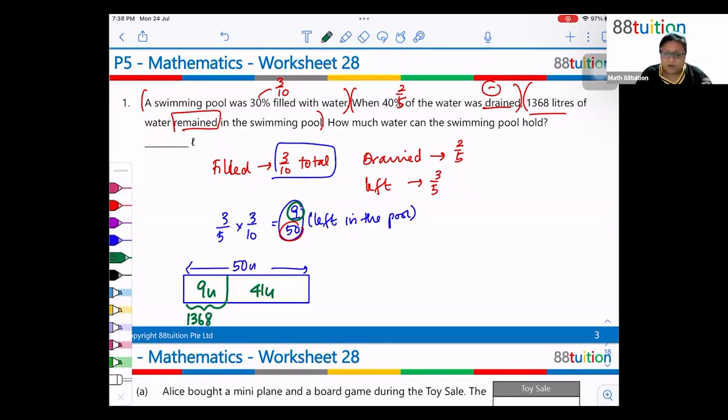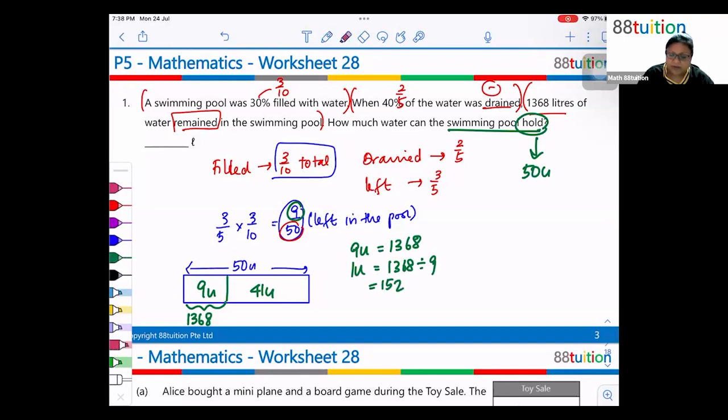1,368. So how much water can the swimming pool hold? Swimming pool can hold 50 units of water. So from here, I know that 9 units is equal to 1,368. That means 1 unit would be how much? 1,368 divided by 9 to give me 152.